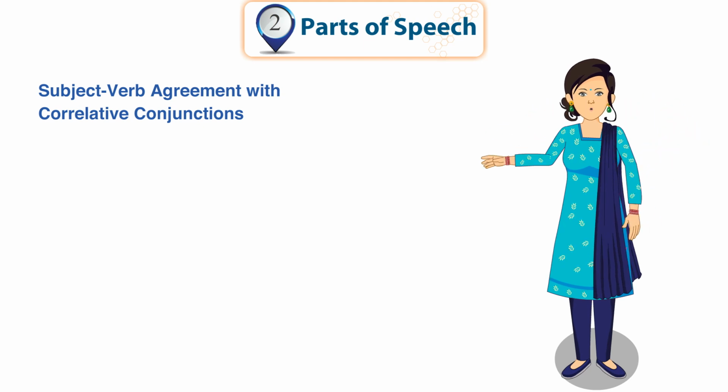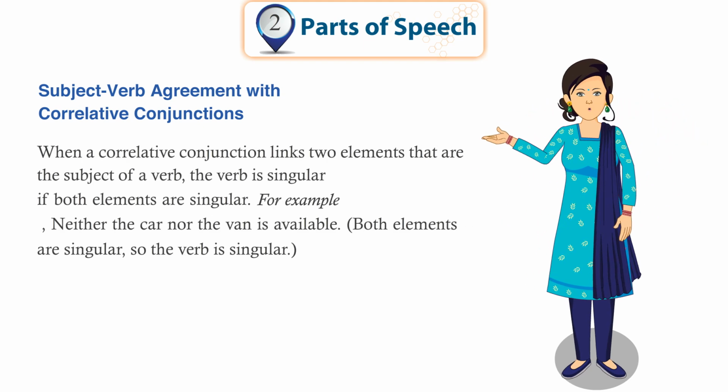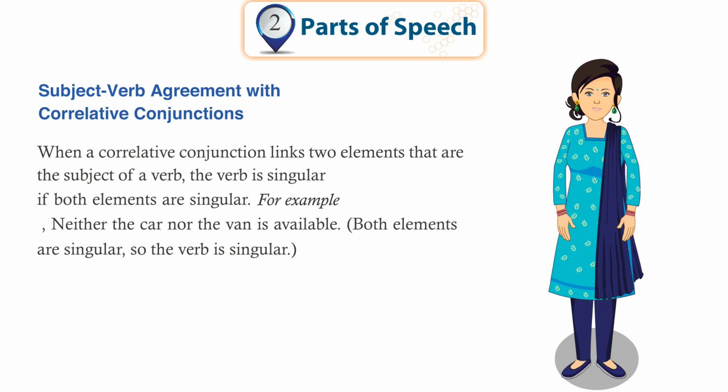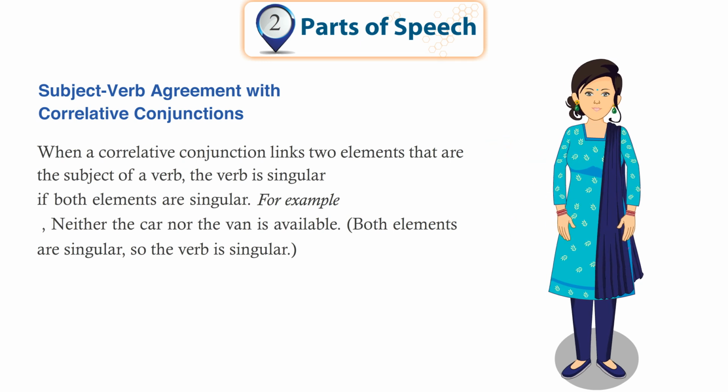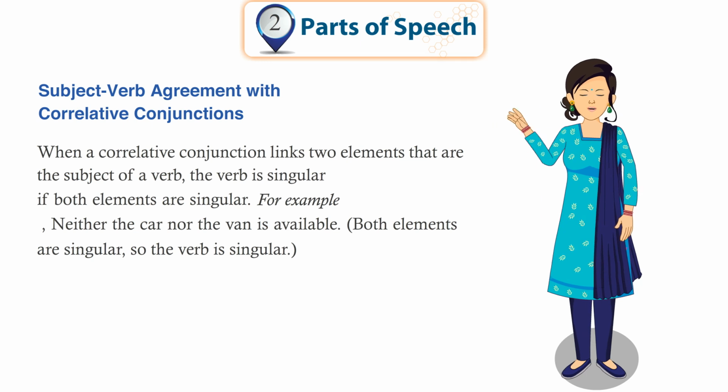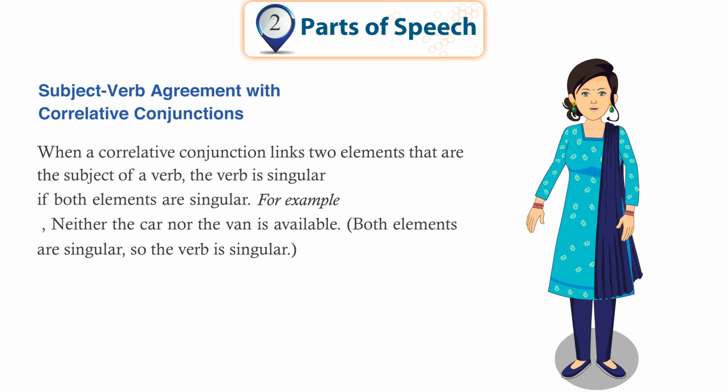Subject-verb agreement with correlative conjunctions. When a correlative conjunction links two elements that are the subject of a verb, the verb is singular if both elements are singular. For example, neither the car nor the van is available. Both elements are singular, so the verb is singular.